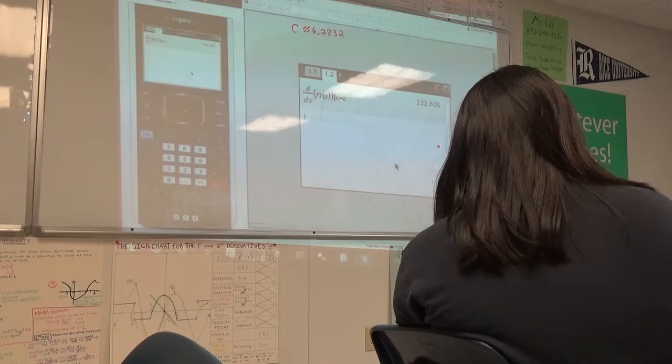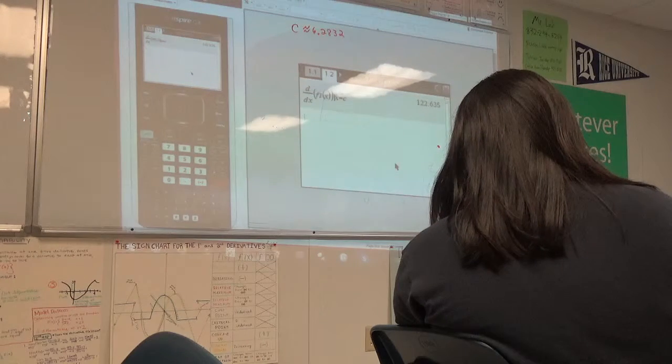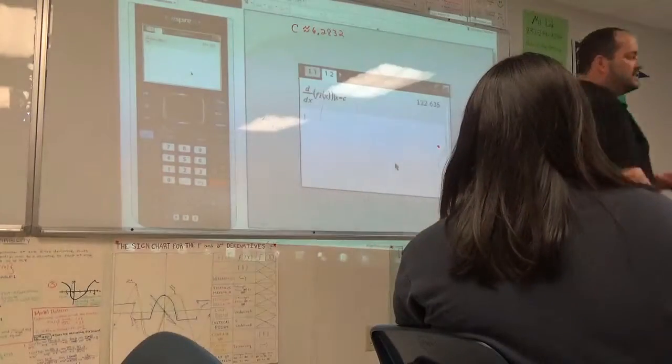I didn't know this yesterday, but apparently that store command and using the variable only works here. It doesn't work on the graph screen.